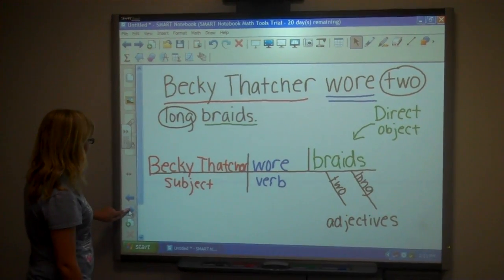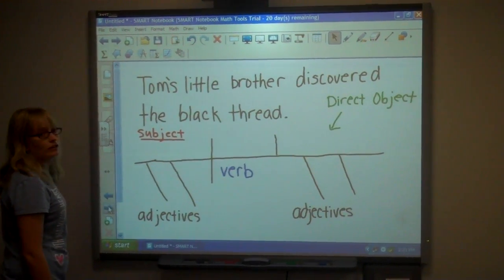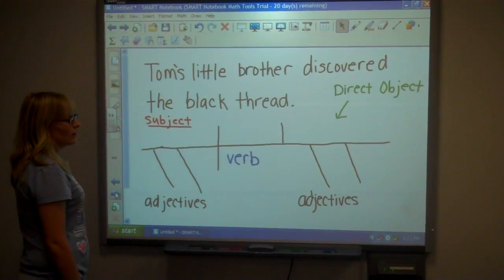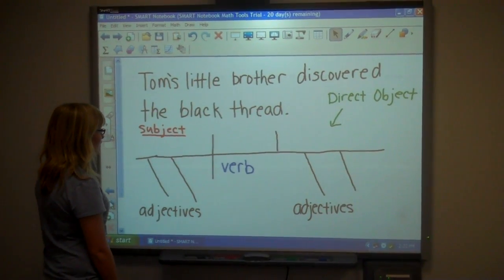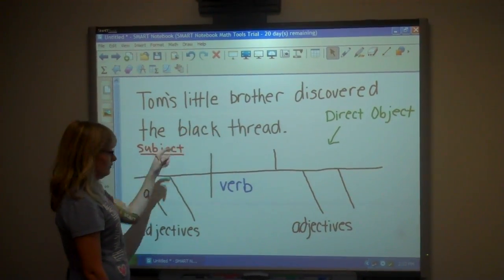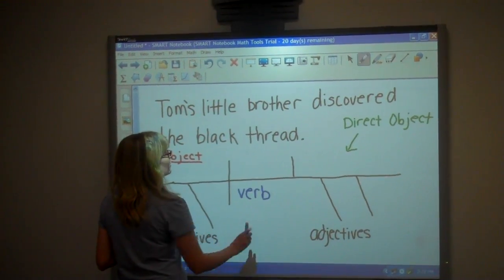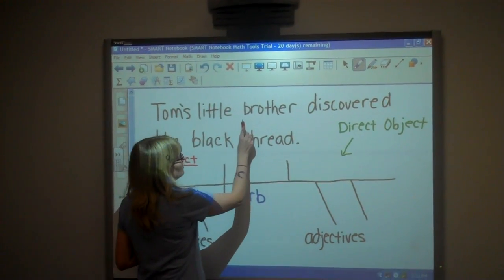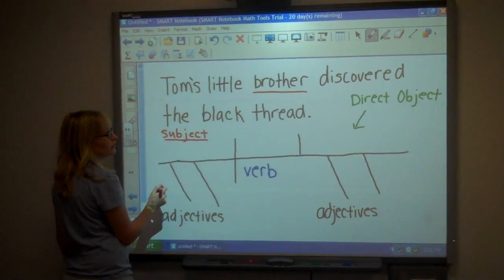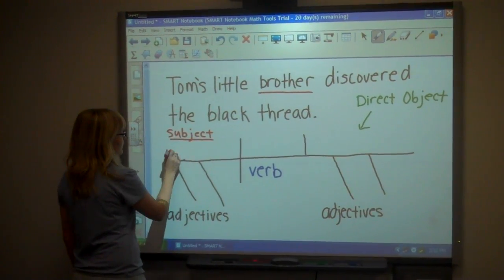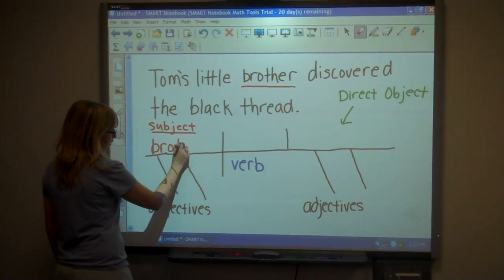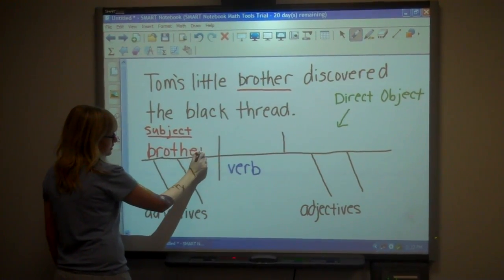That's the first sentence. The second sentence we're going to do is Tom's little brother discovered the black thread. Okay, so your subject is going to be brother. When you find your subject, you're going to underline it 1 time and place it in the subject portion of the diagram. So brother is your subject.